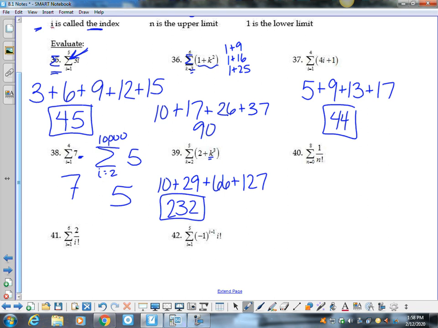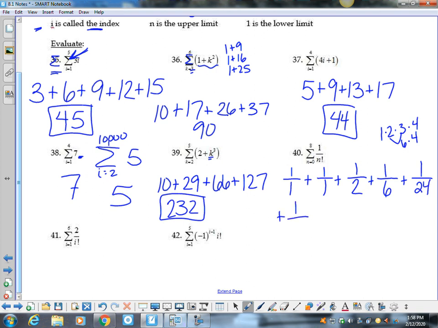Okay, so number 40 brings back our friend from the other day. This is n factorial. I'm going from 0 to 8, which is a lot. It's 9 terms. And it's 1 over n factorial. So 1 over 0 factorial is 1. 1 over 1 factorial is 1. 1 over 2 factorial is 2. 1 over 3 factorial would be 1 times 2 times 3. That'd be a 6. 4 factorial, that's a 6 times 4 is 24.